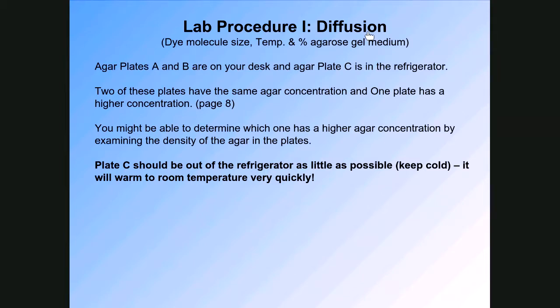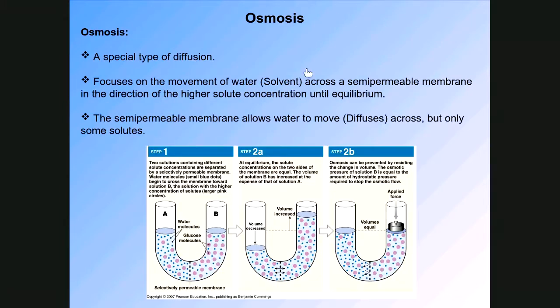The focus again of lab procedure 1 is diffusion and factors that affect diffusion. The second experiment in the lab procedures, part 2, focuses on osmosis. So you have to know osmosis is a special type of diffusion, and the way I want you to think of it is this way. I lied a little bit about diffusion.